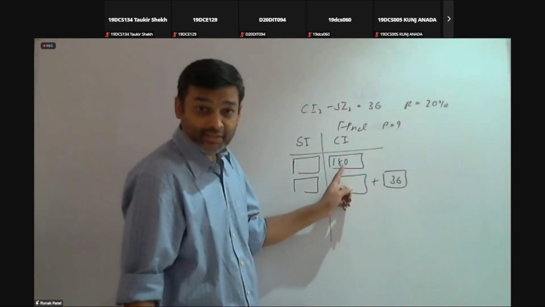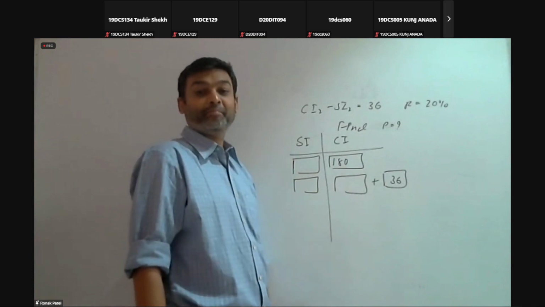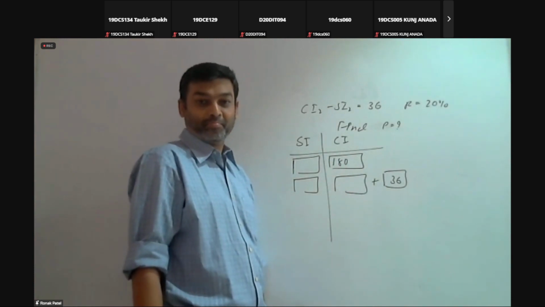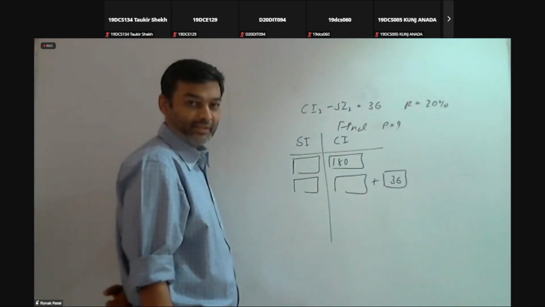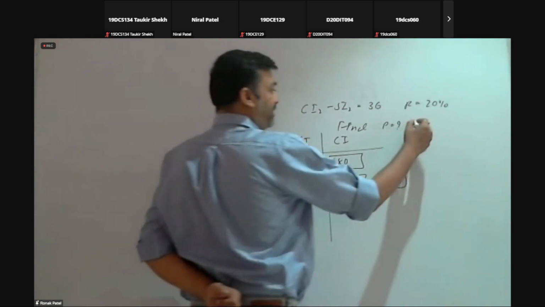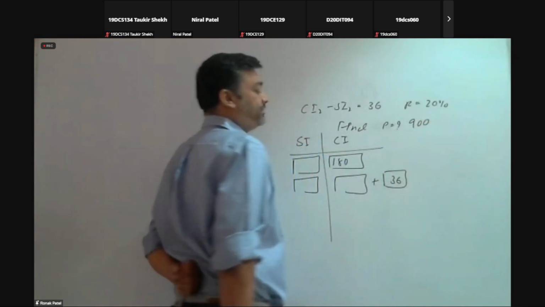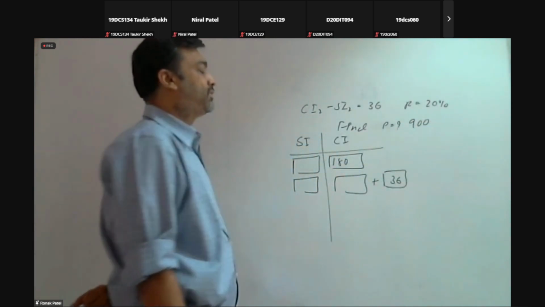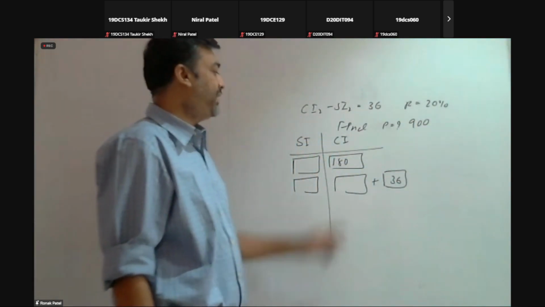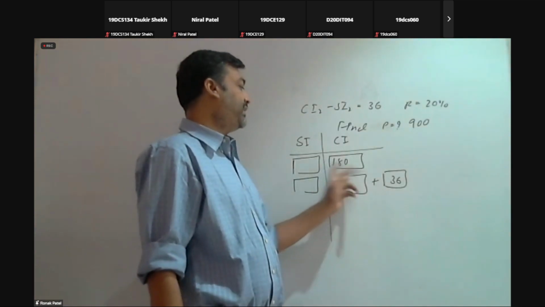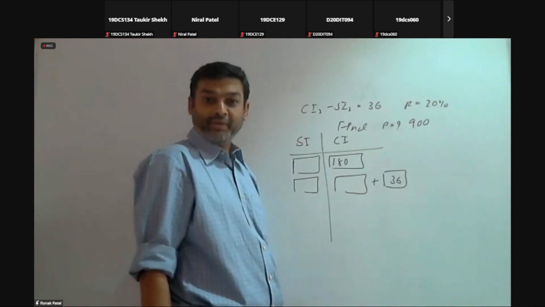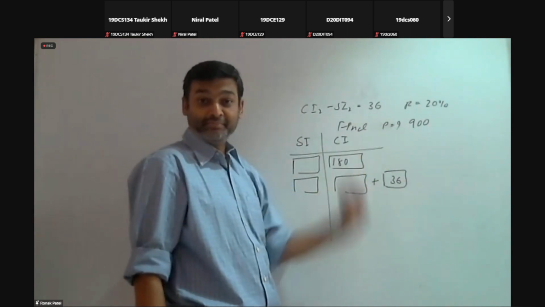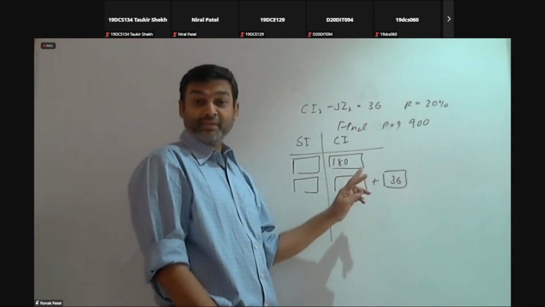And which number's 20% is 180? 900. Clear? So 20% of 900 is 180, and 20% of 180 is 36. This means my principal is 900. Hope so you are clear now how we got the reverse case. You have to answer the reverse question, and that you can find out.